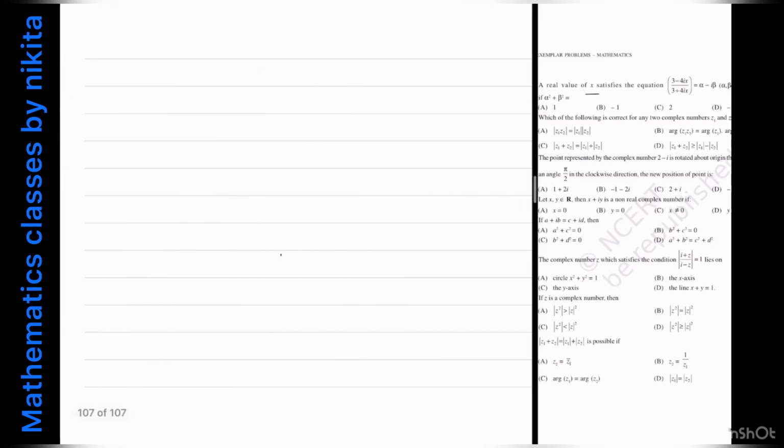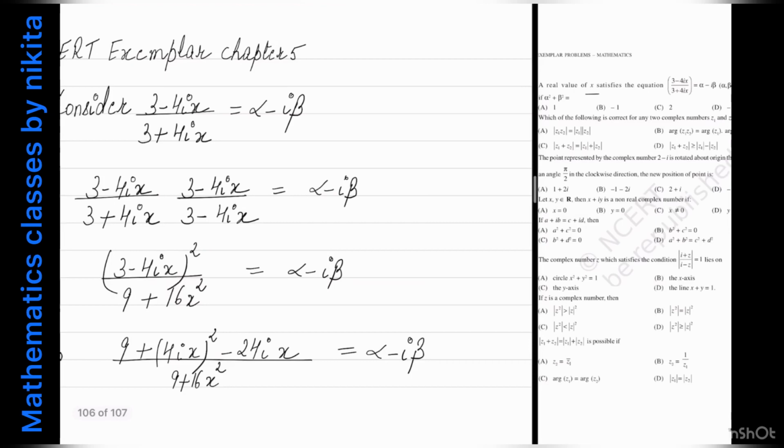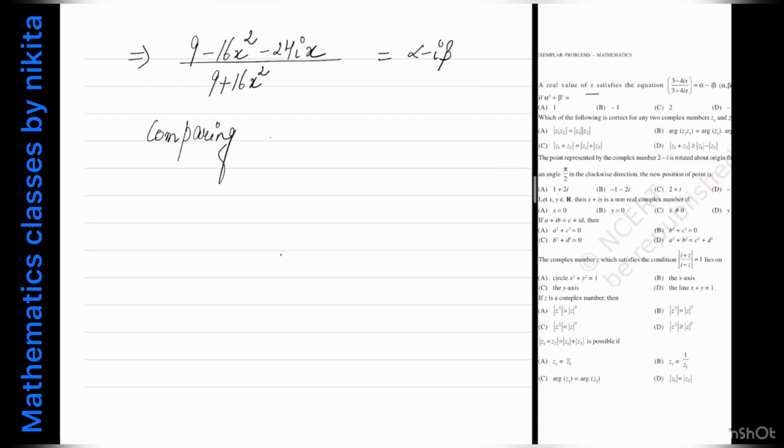and this will give you 9. Now you have (4ix) whole square. i square will give you minus 1, and (4x) whole square is 16x square. So you will have minus 16x square, and then you have minus 24ix, divided by 9 plus 16x square is equal to alpha minus i beta. And now I will compare, or equate, the real and the imaginary parts.